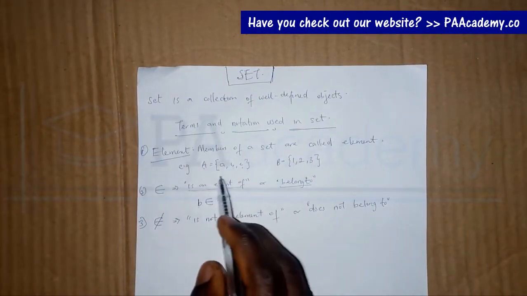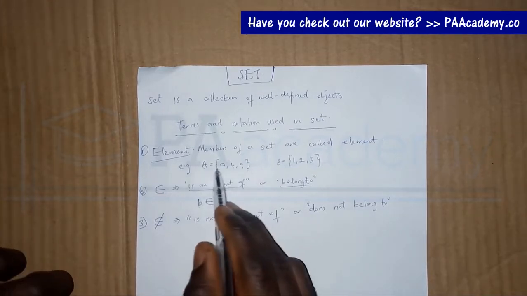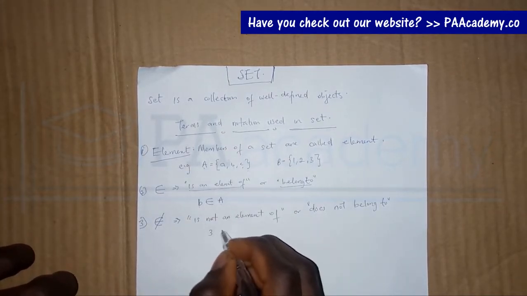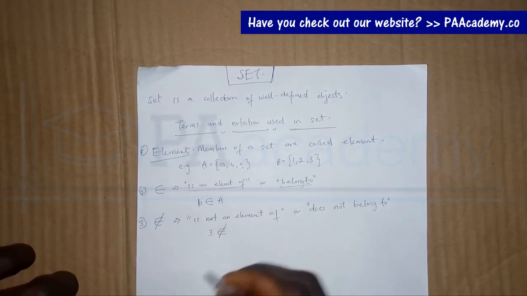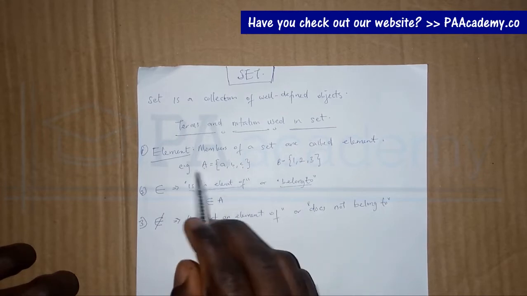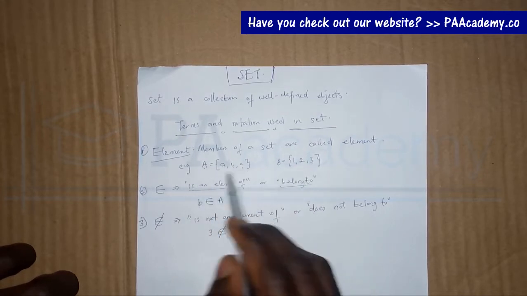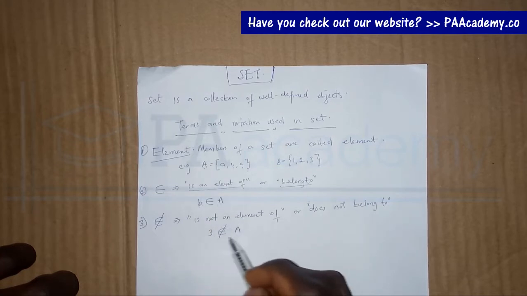For example, I can say 3 is not an element of A. If you look at set A now, 3 is not there. 3 is an element of B, not A. So this is the notation that you can use to express it.